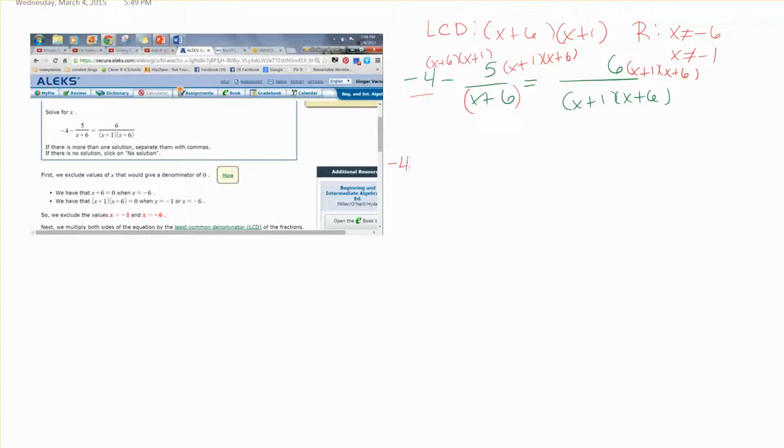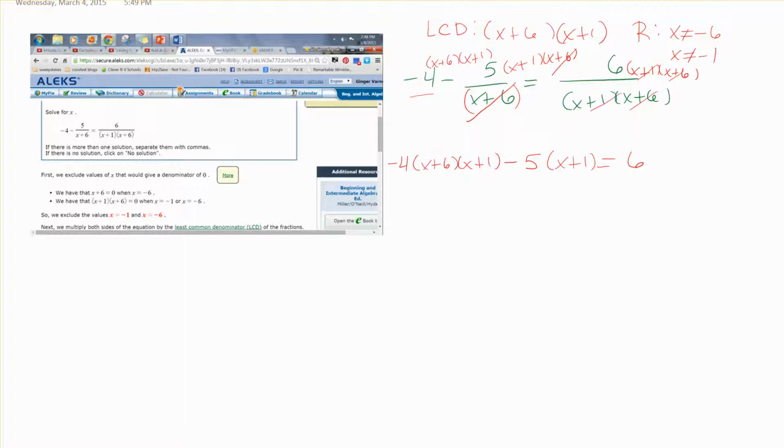So I have negative 4 times x plus 6 times x plus 1 minus, and in the second one, the denominator x plus 6 cancels, and you bring down 5 parentheses x plus 1. Notice I brought down the negative and the 5, and I didn't distribute yet. On the other side of the equals, both of the denominator groups cancel, and you bring down the 6. Now I need to distribute and clear parentheses in order to solve for x.